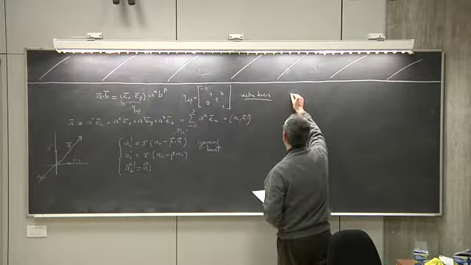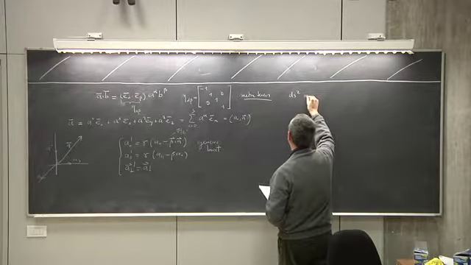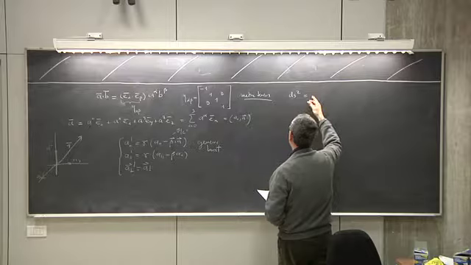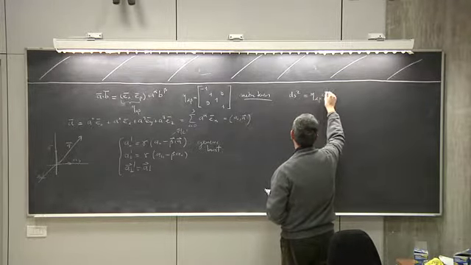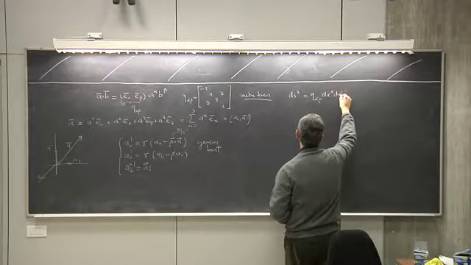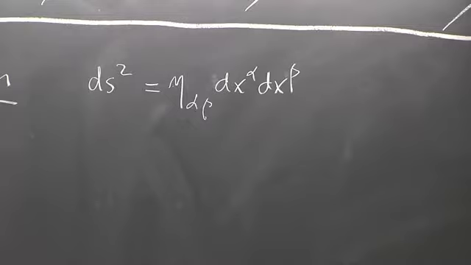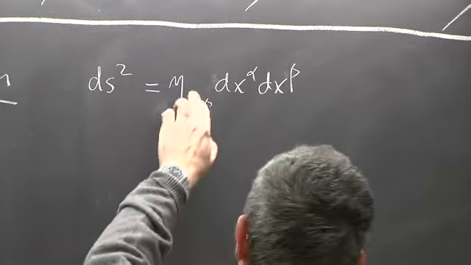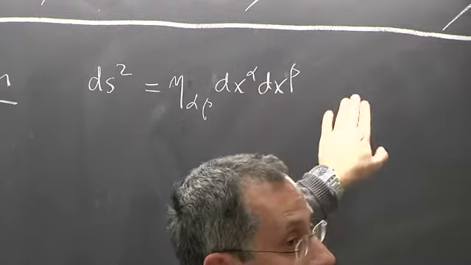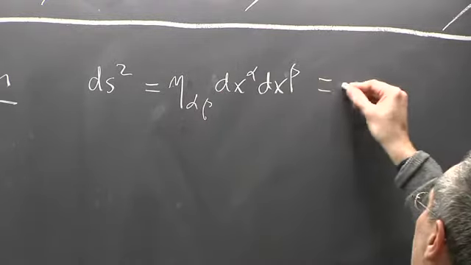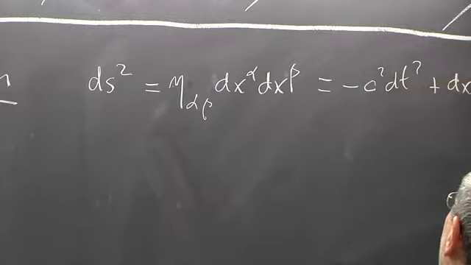And in fact, in general, you can write the measure, a distance in this space, like eta alpha beta dx alpha dx beta. This is the generalization of the usual distance, in which you just have here the identity matrix. Then here you have dx squared plus dy squared, right? But here it is not, because it's like minus c squared dt squared plus dx squared plus dy squared.